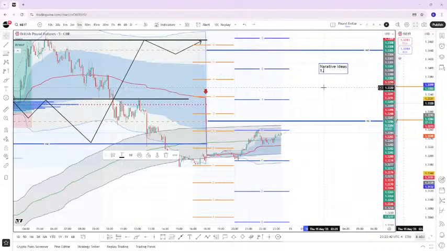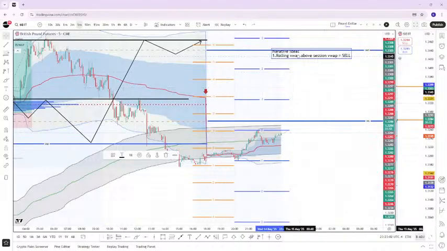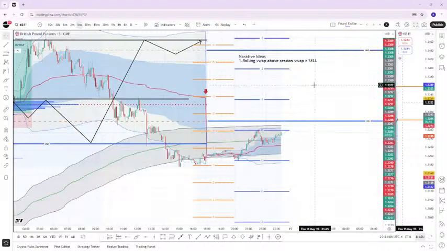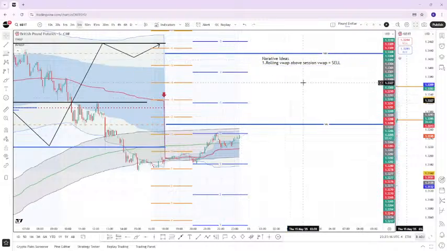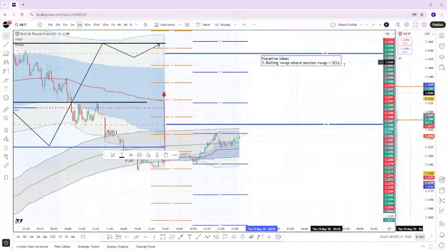One is rolling VWAP above session VWAP. So that is sell. That's my first idea, is to sell, because rolling VWAP is above session VWAP, and I want to sell above New York Open. So rolling VWAP above session VWAP. And now we are, actually that's the second idea. I'm putting it as first.